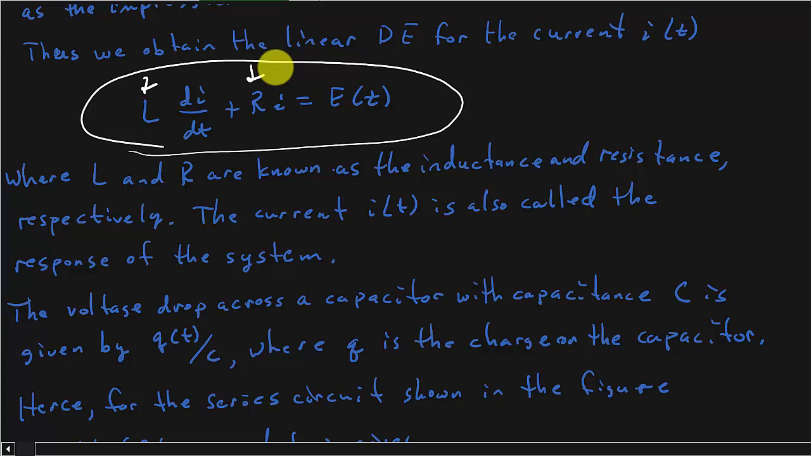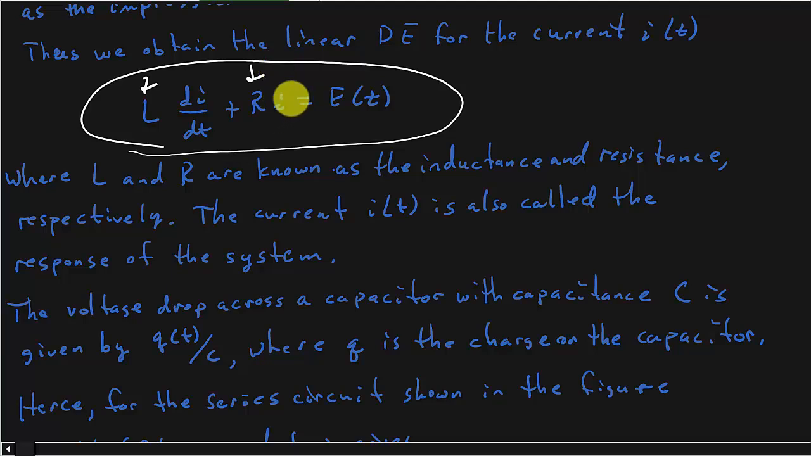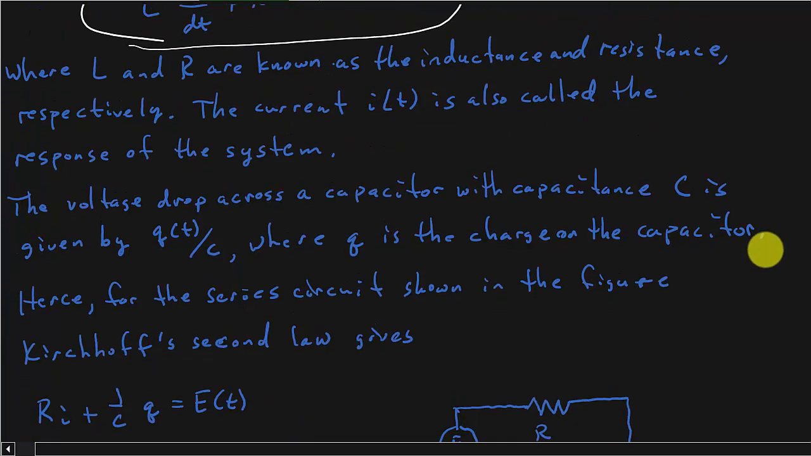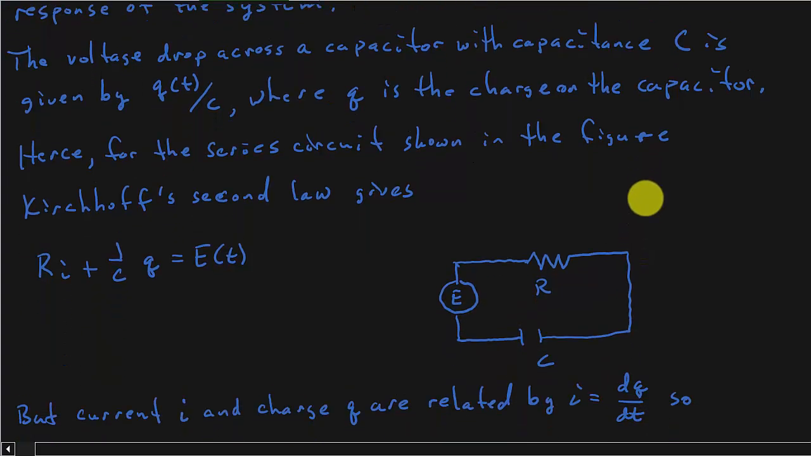The current i of t is also called the response of the system. Okay, so that's i of t. It's kind of like your y there. The voltage drop across a capacitor with capacitance C is given by q of t over C, where q is the charge on the capacitor. Hence, for the series circuit shown in the figure, Kirchhoff's second law gives Ri plus 1 over C q is equal to E of t.